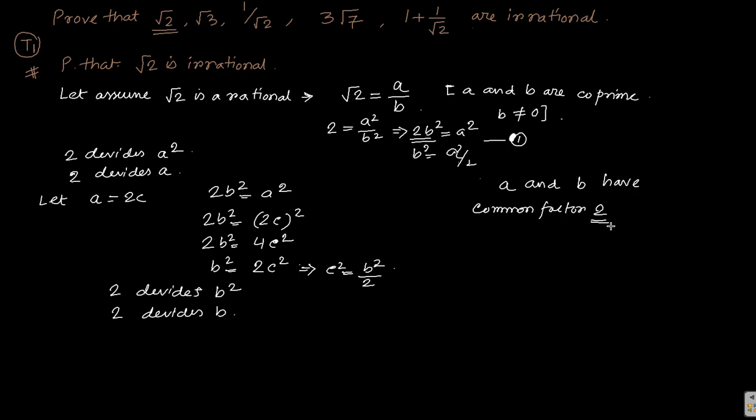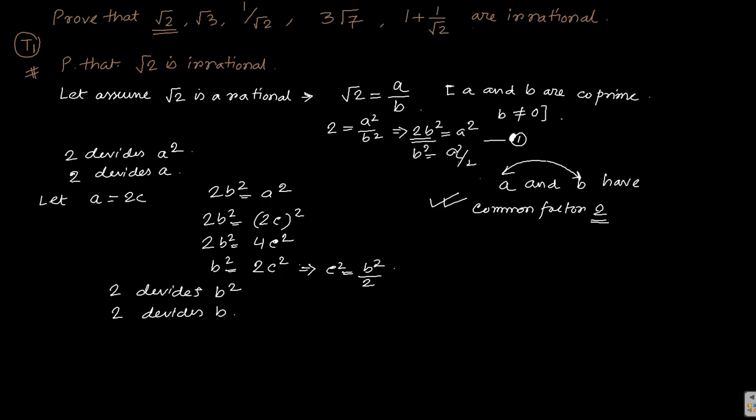So what is co-prime? If a by b is rational, then a and b are co-prime and must have only one common factor, that is 1. But here we prove that a and b have another common factor, that is 2. A and b have a common factor 1, obviously. Every number is divisible by 1, and 1 is a factor of every number. But a and b have another common factor, and we have proved that it is 2.